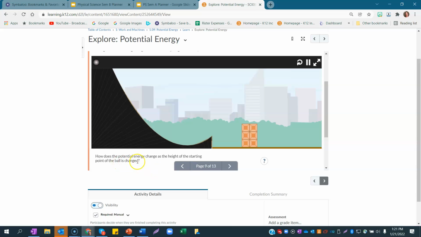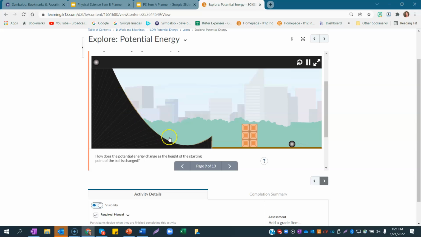So how does the potential energy change as the height of the starting point of the ball is changed? We're looking at a simulation here. Here's a ball. So here the ball is at its highest point. That means the potential energy would be at its highest. It's not moving yet, so the kinetic energy would be at its lowest. As it rolls down, see if we can get it to roll.